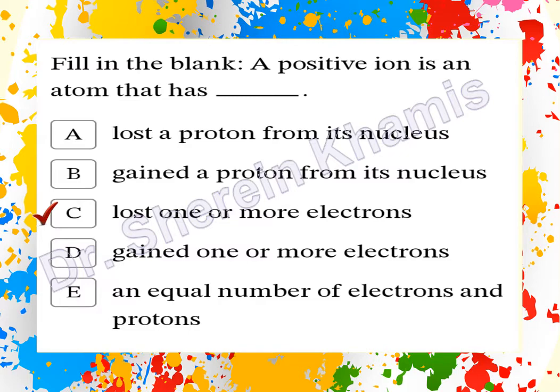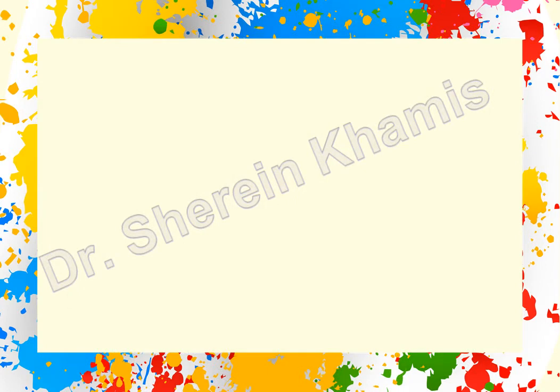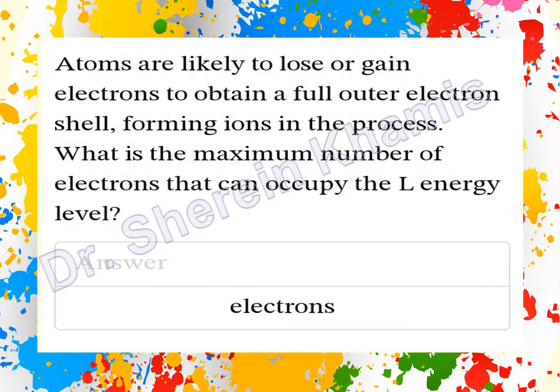Let's go into question number 4. Question number 4 says that atoms are likely to lose or gain electrons to obtain a full outer electron shell, forming ions in the process. Okay, when we are losing or gaining, we will form an ion, which we call a positive ion or a negative ion. What is the maximum number of electrons that can occupy the L energy level?